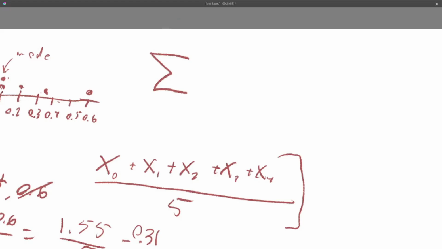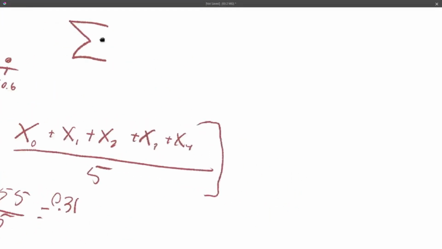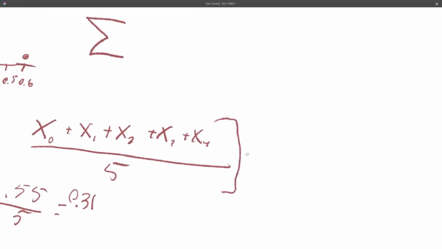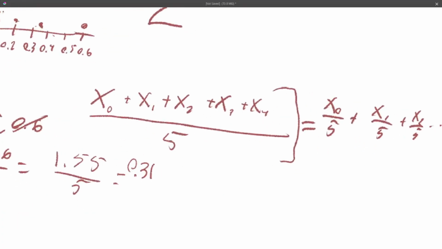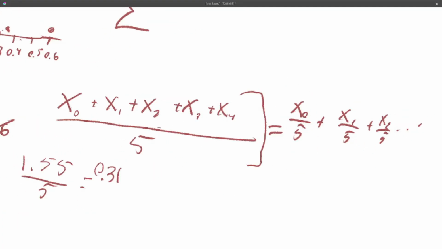Anyway, so what we have in a summation is a counter variable. To break this apart, let's think about it. Let's put this into each count. So it's x to the 0 over 5 plus x to the 1 over 5 plus x to the 2 over 5, and so on. You know how it goes. We just split this big fraction into small ones.